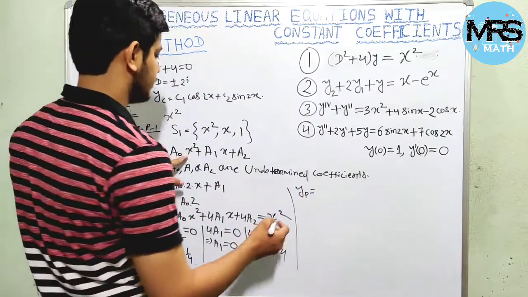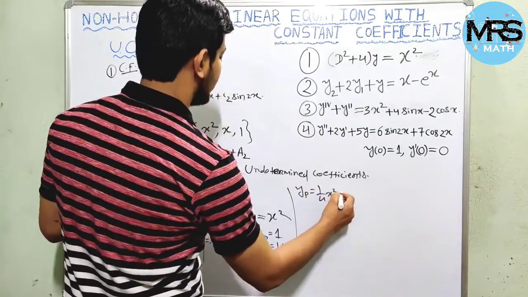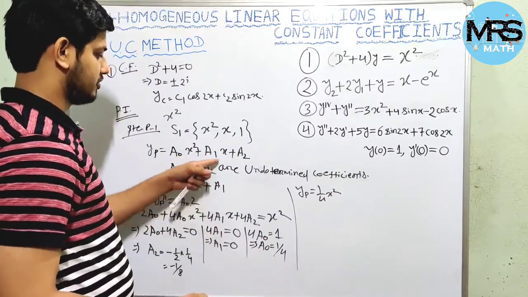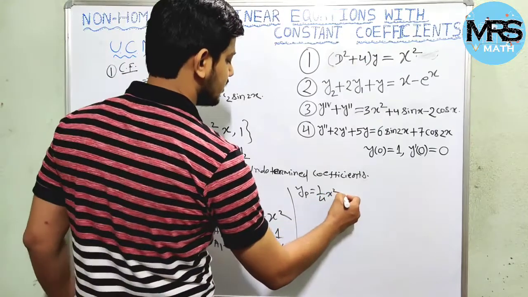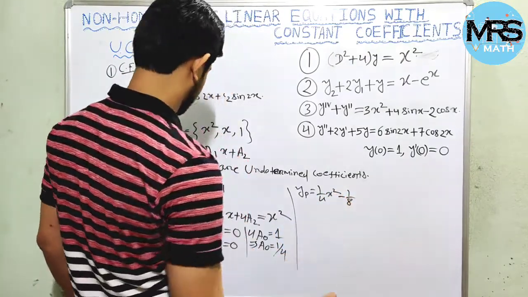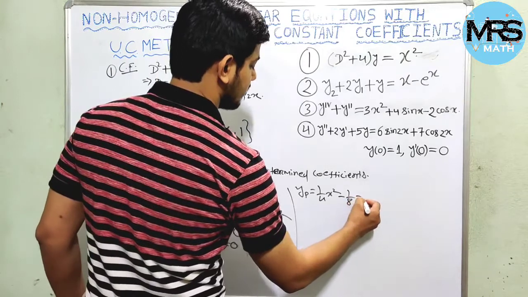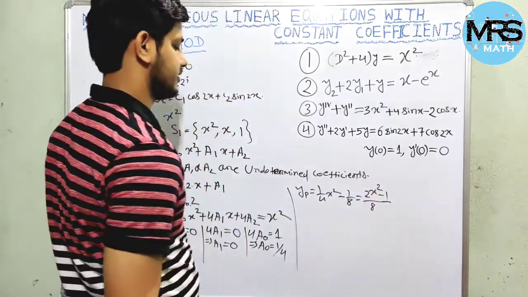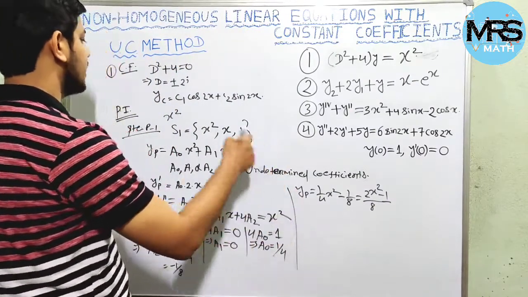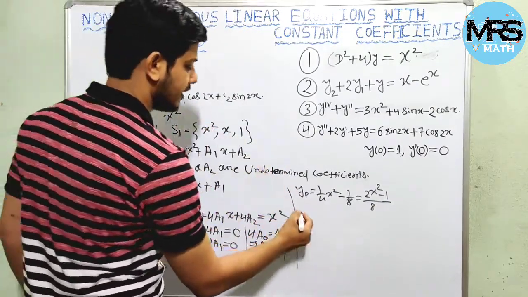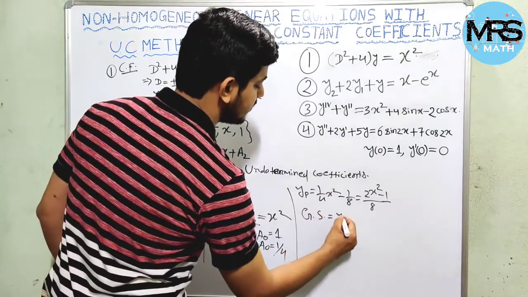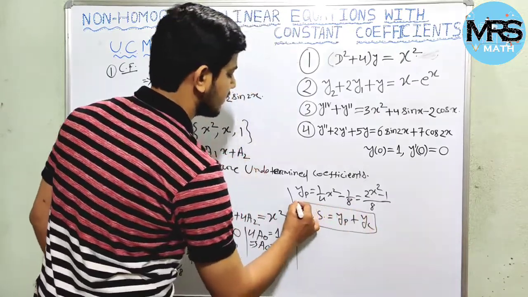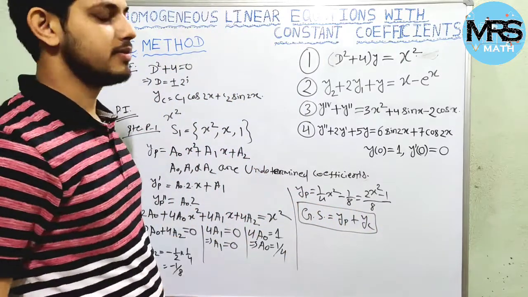So it is a0, that is 1 by 4 into x square, correct, minus a1, this is 0 into x is 0, so a2 is minus 1 by 8, correct? So that will be equal to 2x square minus 1 by 8, okay? So this is our particular integral and this is our complementary function, okay? So general solution will be equal to yp plus yc, okay? Hope you understood this one, right?